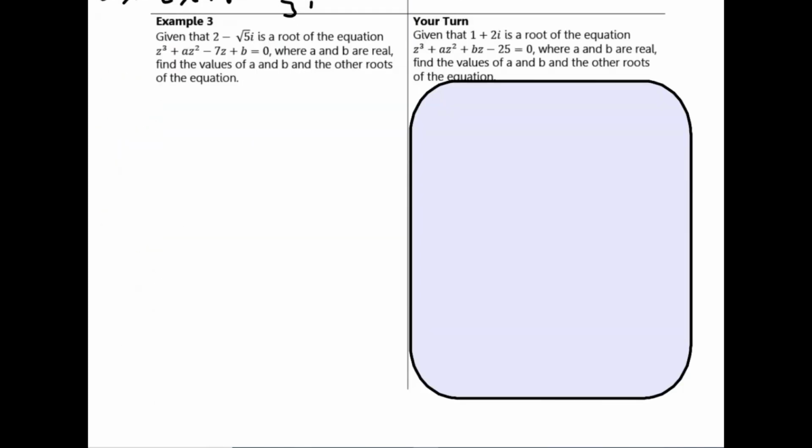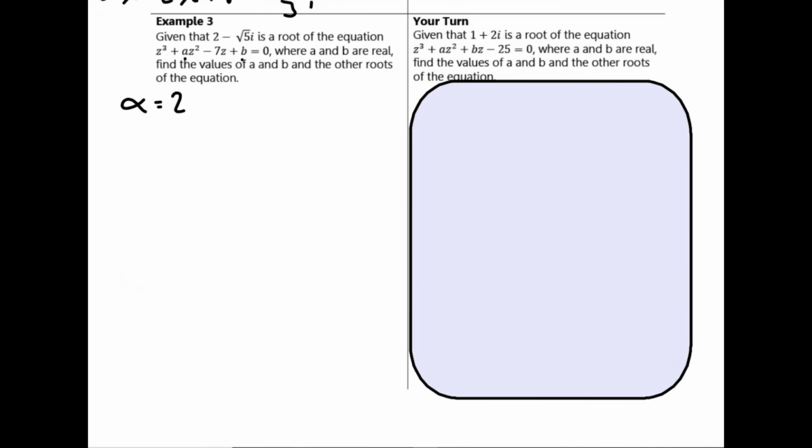Final example is this here. So it tells us one root to the equation, tells us some information about the equation, but not all of it. And it wants us to find the values of A and B, confusingly in different places to the original A and B, and the other roots of the equation.